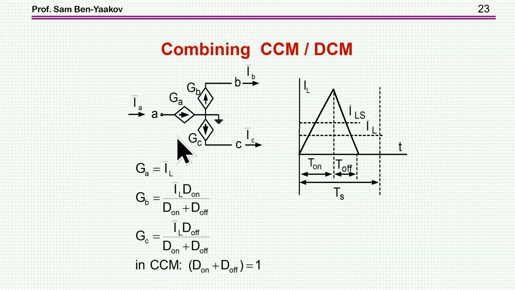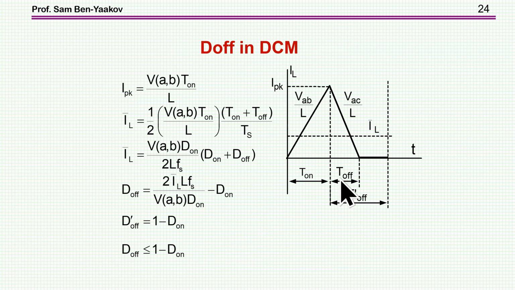So now, if we look at this model, we have the inductor current coming in, and then for the two sources, we have to normalize them or correct them for the fact that now T off is smaller than 1 minus D on. Okay, D off is smaller than 1 minus D on. Okay, so these are the sources. And now we come to the question, what is T off or D off in DCM? Okay, and I'll not go into all these derivations, just the end result, and here it is.